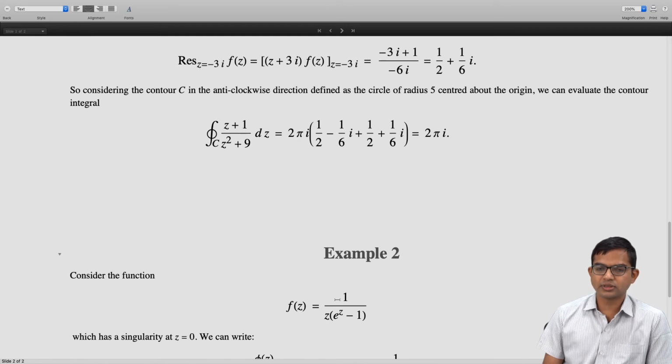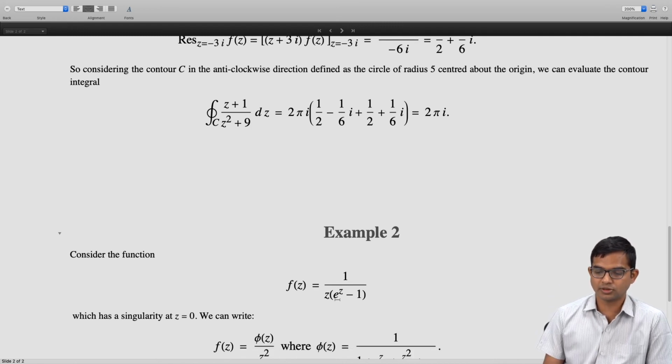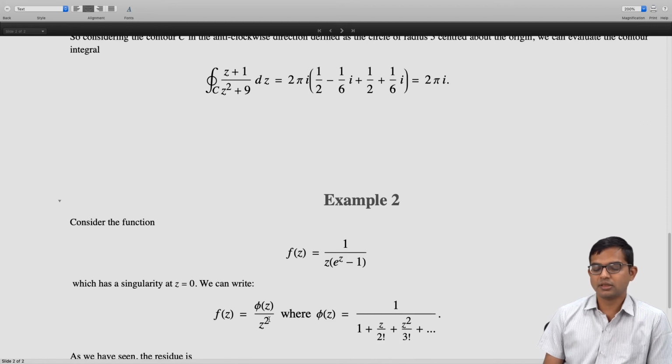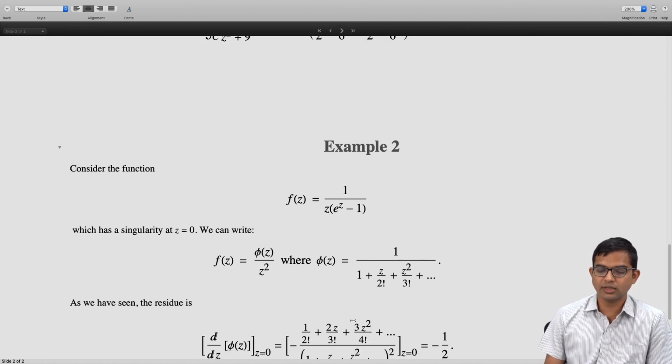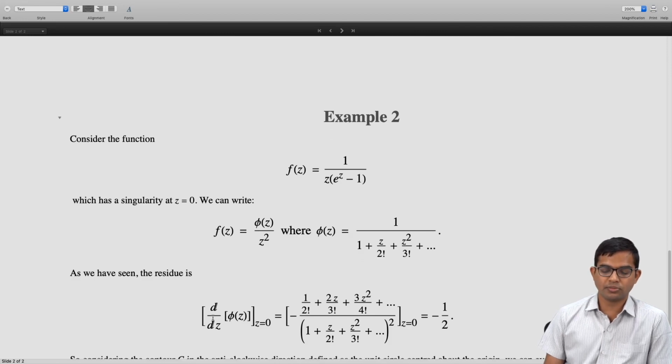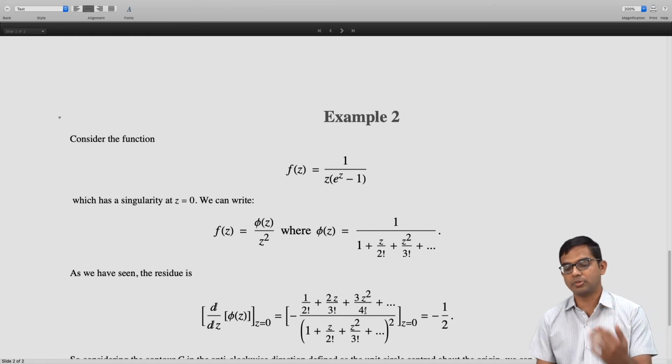So let's look at one more example. Again, this function has a pole of order 2 at z equal to 0, right? We've seen this, 1 over z times e to the z minus 1. So we can write this as phi of z divided by z squared. Phi of z has this expansion, 1 over 1 plus z over 2 factorial plus z squared over 3 factorial, and so on. As we've seen, the residue can be computed by taking the derivative of this quantity at z equal to 0, and it turns out to be minus a half, right?